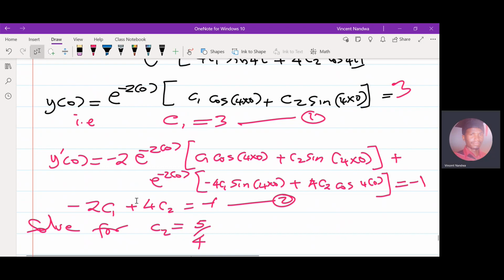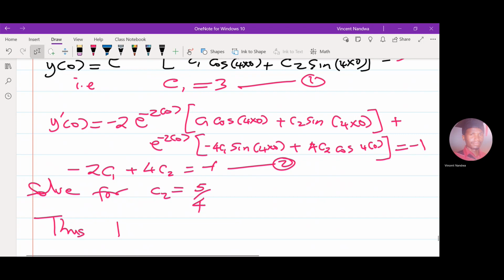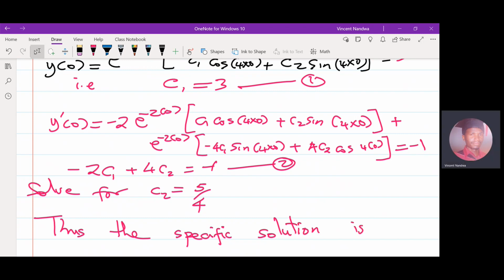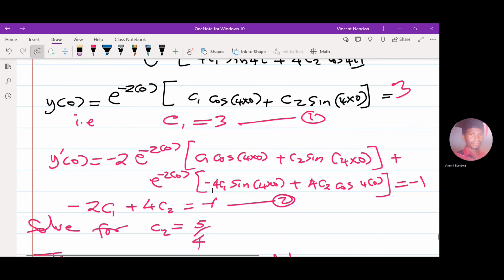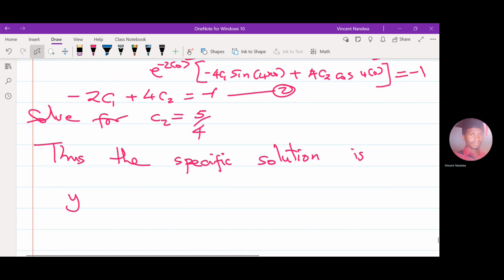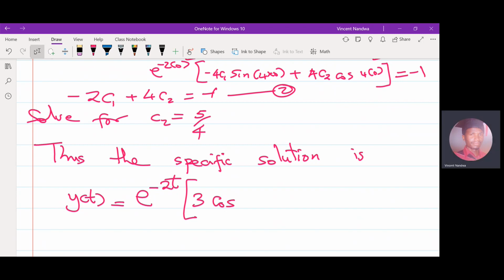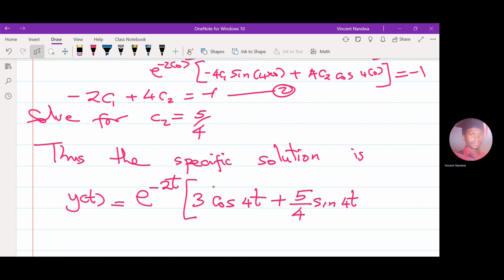So therefore the specific solution is you rewrite the same general solution, but the only difference is that you replace C1 by what you have gotten as 3 and C2 as 5 over 4. So I'll have y of t is given by e raised power negative 2t into 3 cosine of 4t plus 5 over 4 sine of 4t. So that's how we solve that problem.